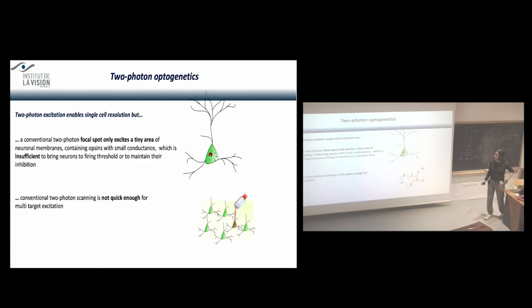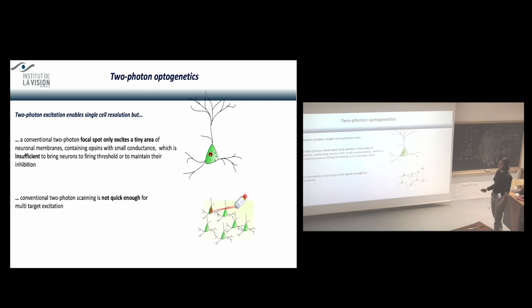But it turned out that optogenetics is not so straightforward as it was for imaging, because if you use a conventional two-photon microscope, in most cases the very small illumination volume that is used in imaging is not enough to open enough channels to evoke an action potential or to keep a cell under inhibition.